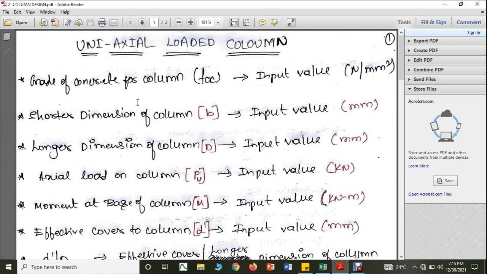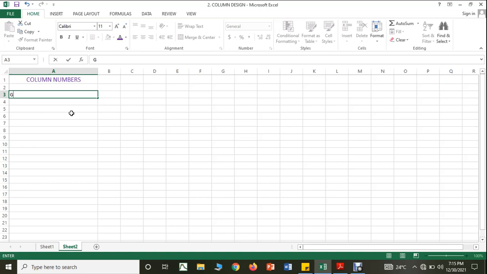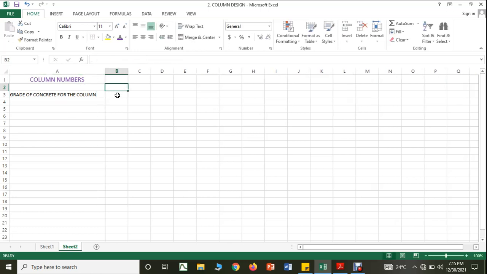Now according to this, the first step is that you should know the grade of concrete that you use for the column, that is fck. It is an input value which is given in Newton per mm square. So let me give grade of concrete for the column, which is fck, given in Newton per mm square. And since it is an input value, let us make this green color. Green color represents the input value that we are supposed to give.